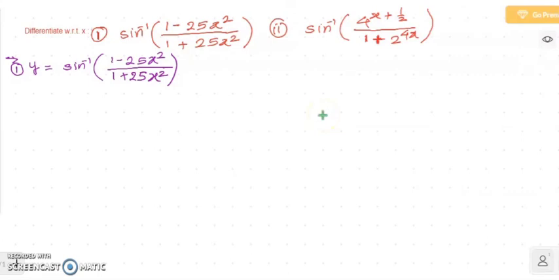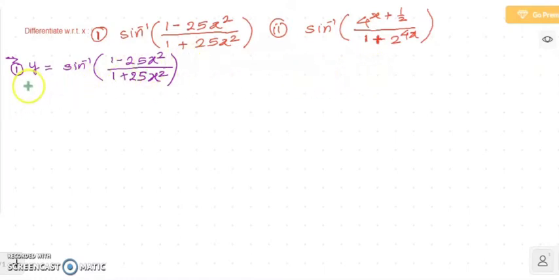We are solving examples from exercise 1.2, question number 9. These are a few more examples. You can see the first example written in this list: sine inverse of 1 minus 25x square upon 1 plus 25x square. The other one is sine inverse of 4 raised to x plus half, whole divided by 1 plus 2 raised to 4x. A few more examples of the same type are there in question number 9 in exercise 1.2.